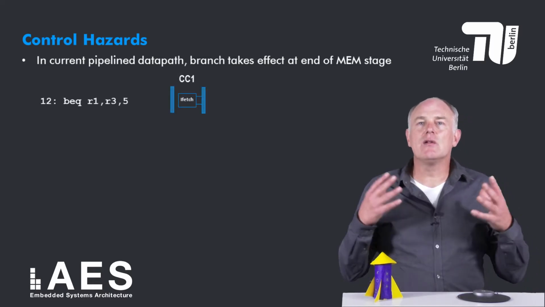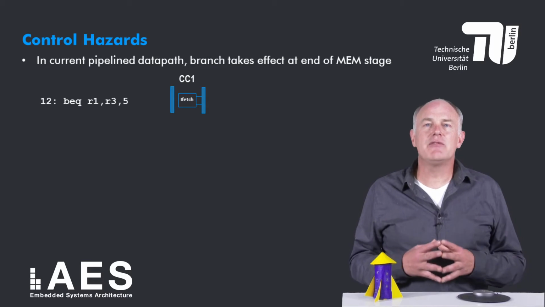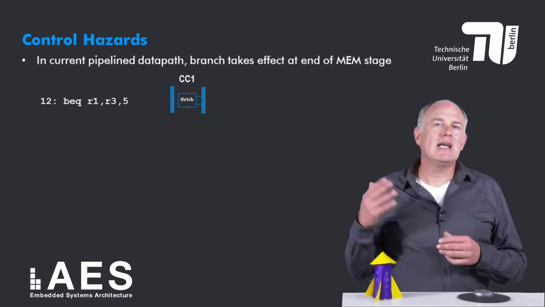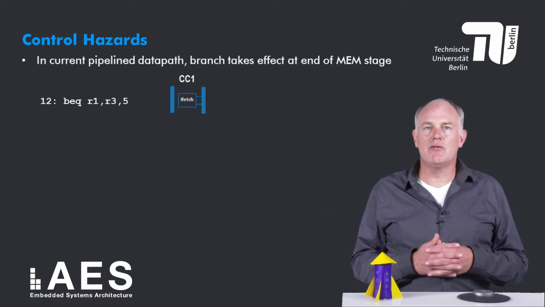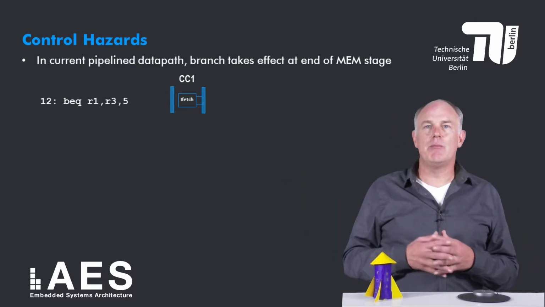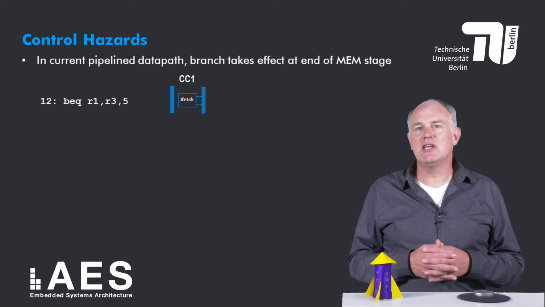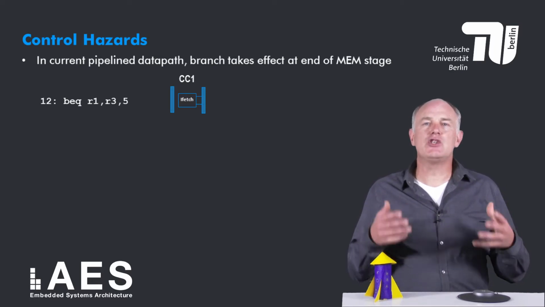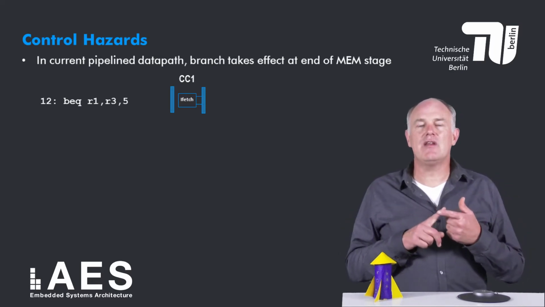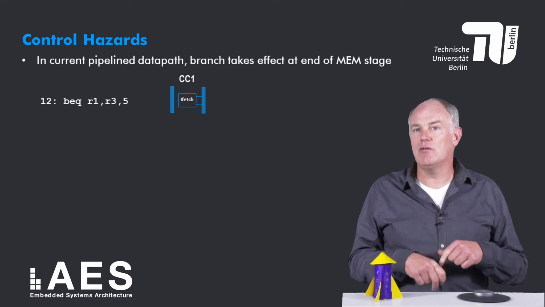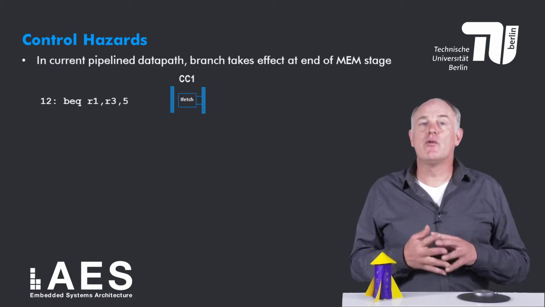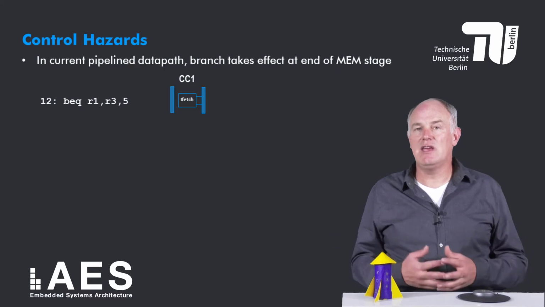In the first cycle, this instruction, a branch if equal, is fetched. I assume this branch is stored at address 12 in memory, as indicated by the number 12 in front of the instruction, and the offset contained in the instruction is 5, meaning that the branch should jump to the instruction at the address given by the current PC, 12, plus 4 times the offset 5, and this equals 36.